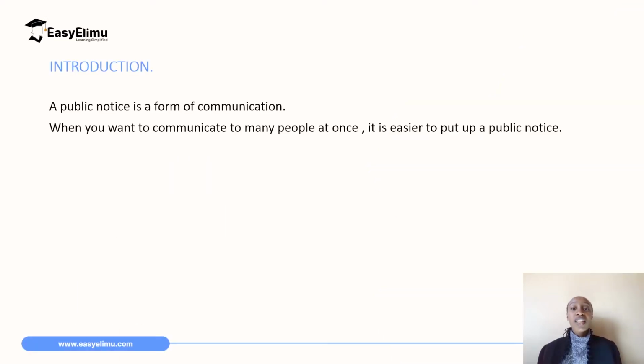So just like an SMS, a letter, an email, a public notice is also a form of communication. If you want to communicate to many people at once, it is advisable to use a public notice. For example, if you want to communicate to your fellow students at school about an upcoming event, it is easier to put up a notice for them to read as opposed to going to each class making the announcement.